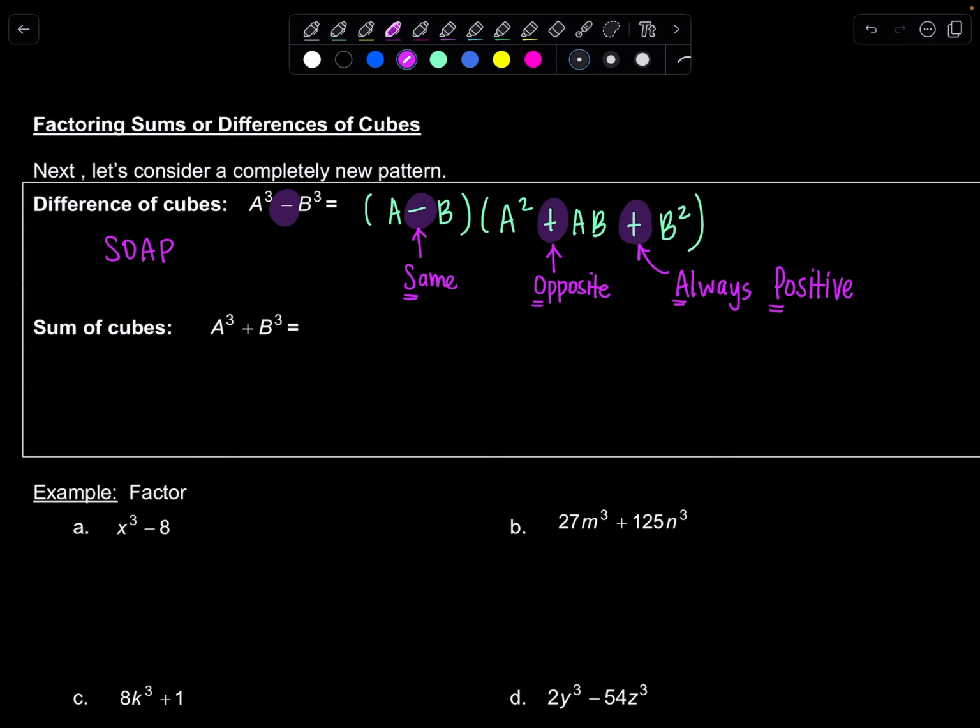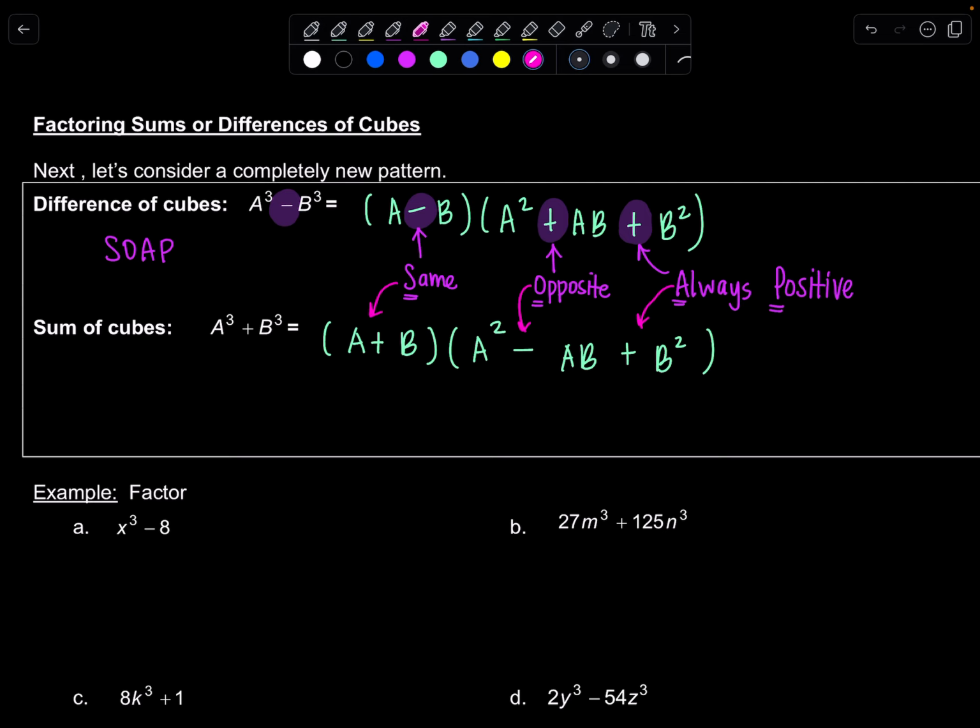S-O-A-P. Now you just have to remember a squared, ab, b squared. No 2. A squared, ab, b squared. Okay? And then similarly, you can use SOAP for the sum of cubes. So then you're going to have same, opposite, always positive, and it's always a squared, ab, b squared. Same, opposite, always positive. Good?